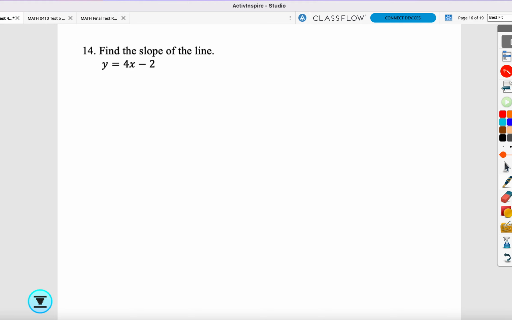So find the slope of the line y equals 4x minus 2. So remember the equation, slope-intercept form, y equals mx plus b. Remember, m is the slope, guys, which is next to x, which is 4. So in this equation, m is equal to 4, and you're done.